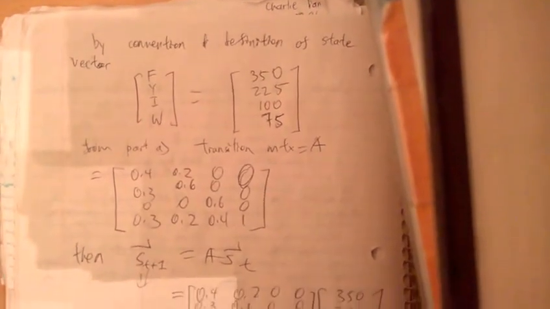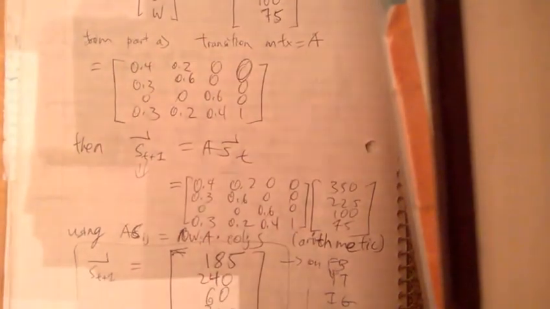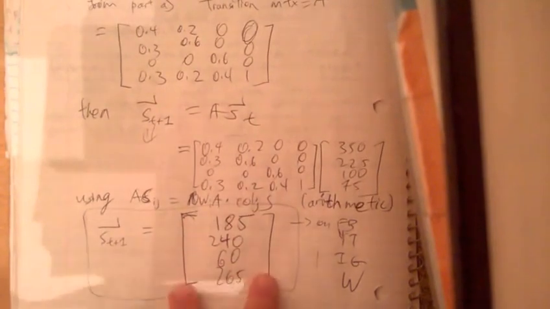So then we can just use the definition to find the next time state, which is just multiplying it together. When we do that, it's some arithmetic, row dot column, to find the ijth value of the product. And then that is our result. So that is our solution, 185, 240, 60, 265. So we can see a significant increase in the amount of people working.